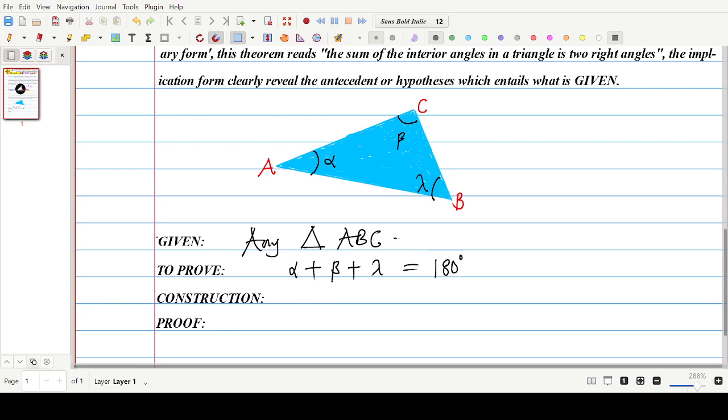But this one is talking about the sum of interior angles in a triangle being 180 degrees. So how do we connect this? How do we bring them into consensus? How do we do that? To do that, we shall make a possible extension. You know that fact about adjacent angles, all right?